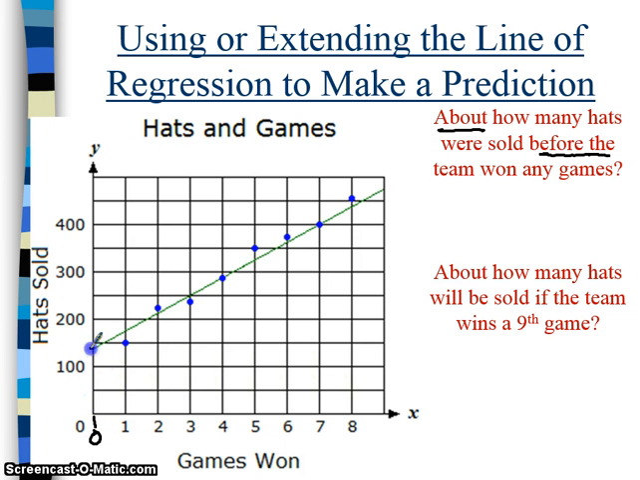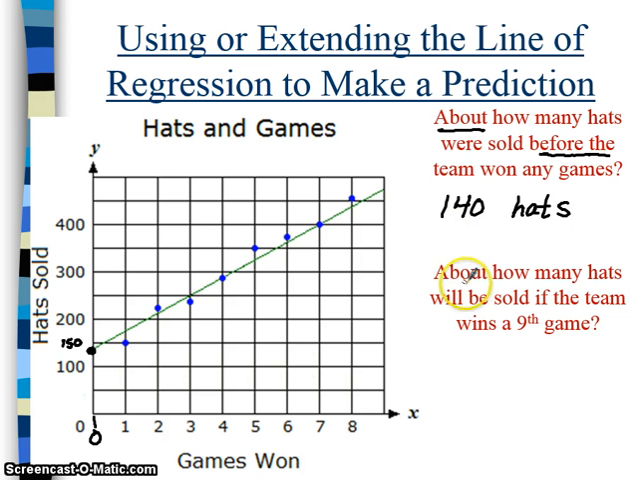Okay, so go up to here. So this graph is counting by 100 on every other line. So in other words, it's counting by 50. So 50, 100, this line would be 150. And this is just maybe a little less than that. So maybe about 140 hats were sold before any games were won. Now, if one person said 140 and one person said 135, they would both be correct because it says about how many hats were sold.